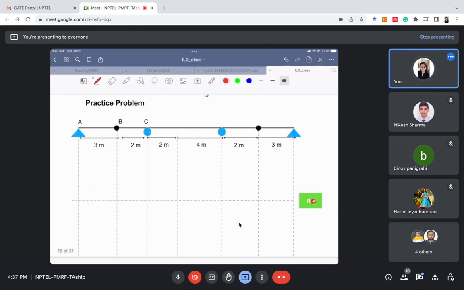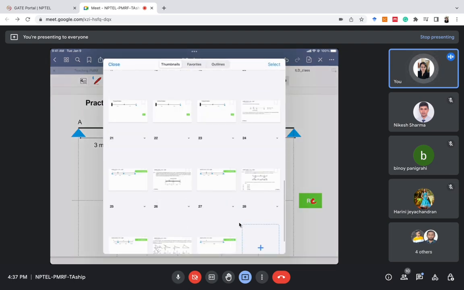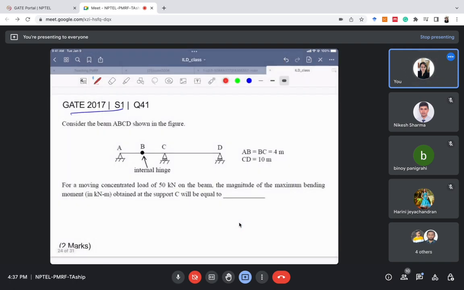Let me draw some questions. Let's see the GATE problems now. After that, if time permits, then I'll get back to these problems. Okay, so this is a GATE problem.